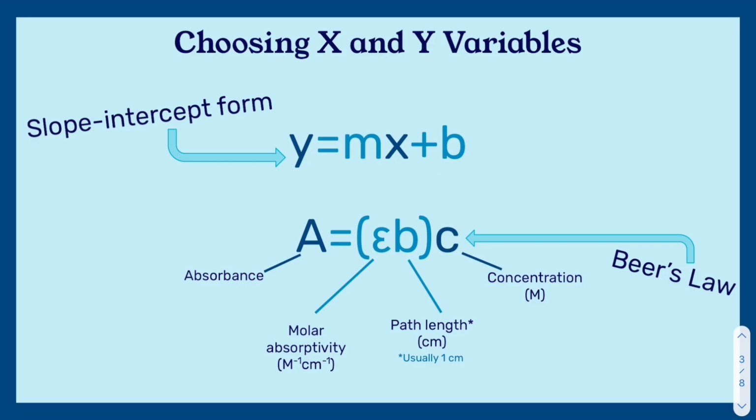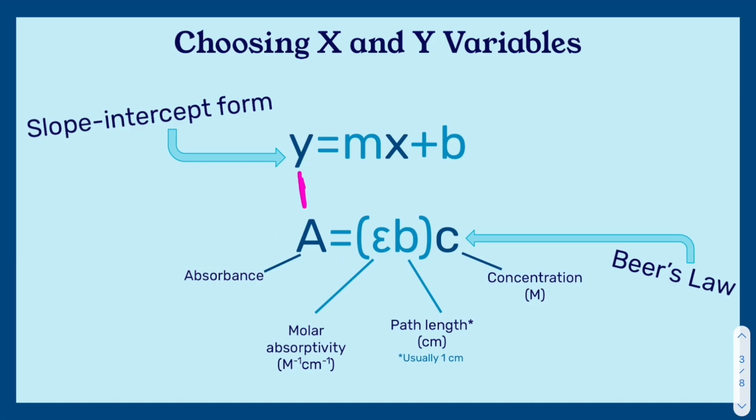Now let's relate it to Beer's law, in which A is equal to epsilon times B times C. A is absorbance, epsilon is molar absorptivity, which is a constant, B is path length, which is also a constant, and C is concentration. If we look at these two equations, we see that both have Y is equal to and A is equal to. So absorbance is also a dependent variable, dependent on concentration. Therefore, absorbance goes on the y-axis.